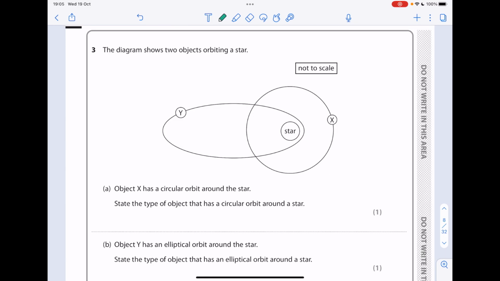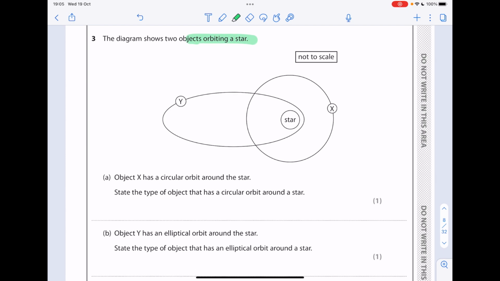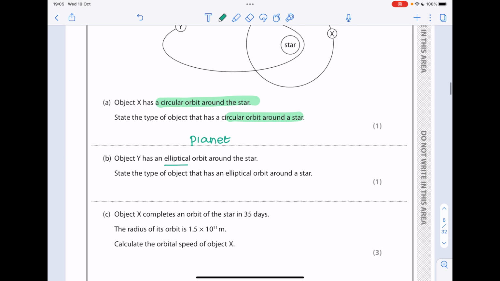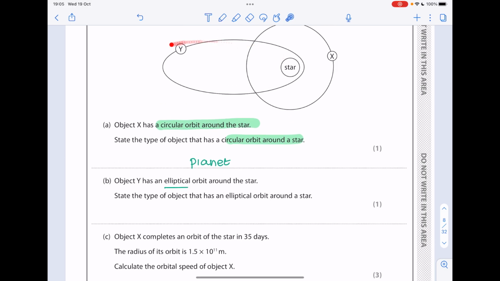The diagram shows 2 objects orbiting a star. Object X has a circular orbit around the star. State the type of object that has a circular orbit around a star. So the star could be our sun. What has a circular orbit around the sun? Well, that's a planet. Object Y has an elliptical orbit around the star. State the type of object that has an elliptical orbit around a star. You can see that very oval shape here. So that would be something like a comet.